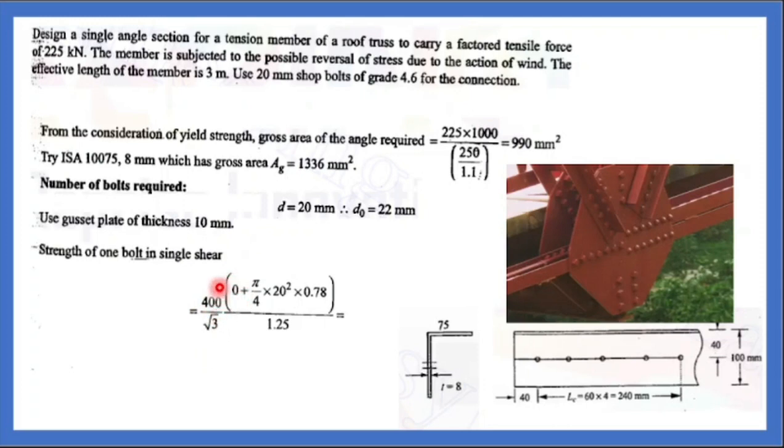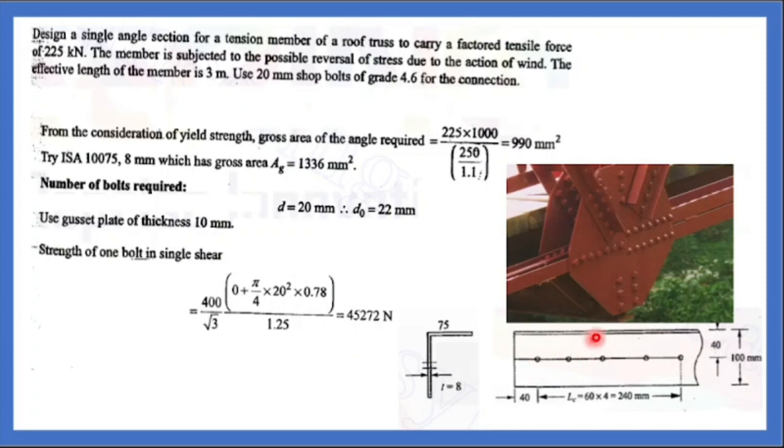The shank portion you are not having, no staggering or pitching is there, only a single row. Plus pi into 20 square by 4 into 0.78 into 1. Number of bolts, you are trying for only one bolt. Vn will be 1 divided by gamma m, which is 1.25, which will be 45.272 Newton. Now adopt the number of bolts.